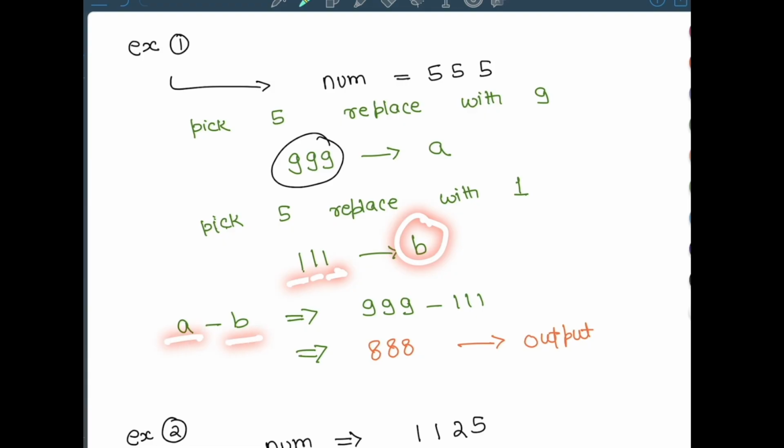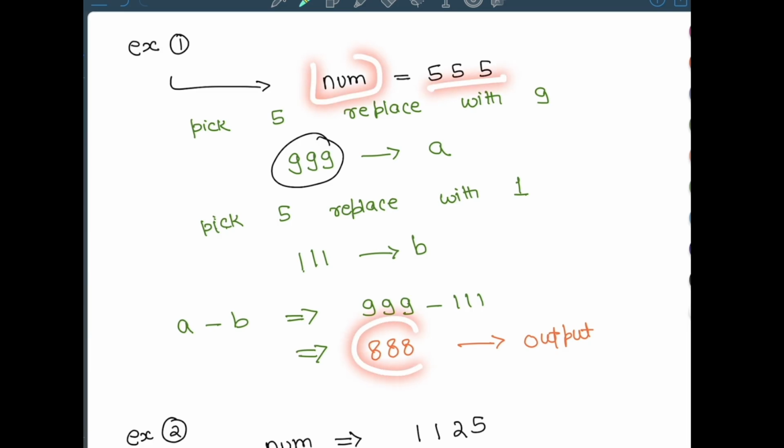So now a minus b will be 999 minus 111, which is 888, and that is the output for this particular example. When the given input num is 555, the output is going to be 888. That is the maximum difference between a and b.